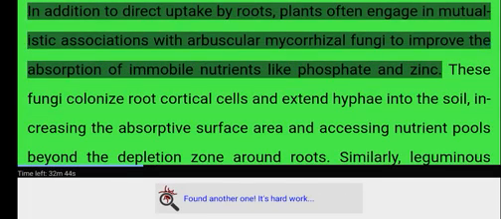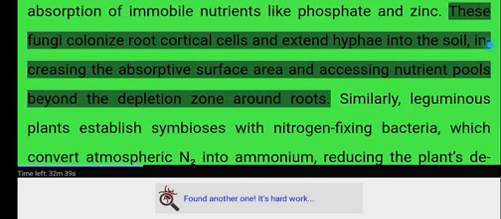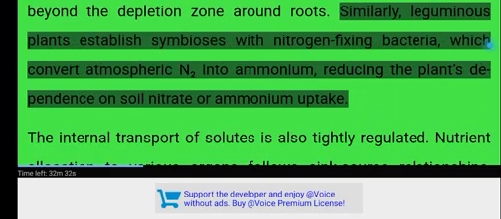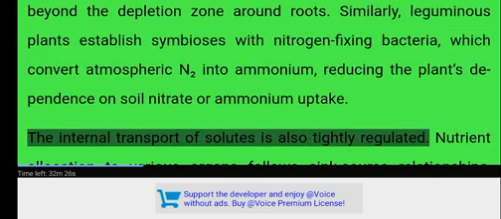In addition to direct uptake by roots, plants often engage in mutualistic associations with arbuscular mycorrhizal fungi to improve the absorption of immobile nutrients like phosphate and zinc. These fungi colonize root cortical cells and extend hyphae into the soil, increasing the absorptive surface and accessing nutrient pools beyond the depletion zone around roots. Similarly, leguminous plants establish symbiosis with nitrogen-fixing bacteria, which convert atmospheric N2 into ammonium, reducing the plant's dependence on soil nitrate or ammonium uptake. The internal transport of solutes is also tightly regulated.